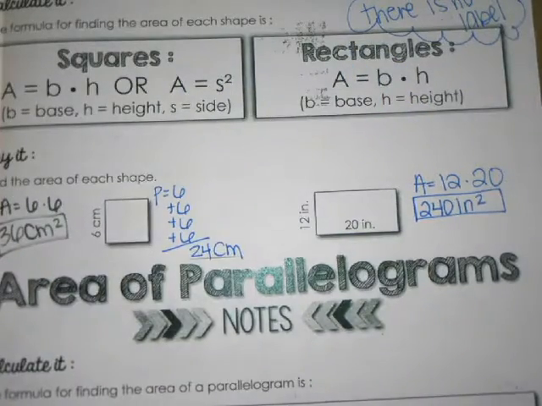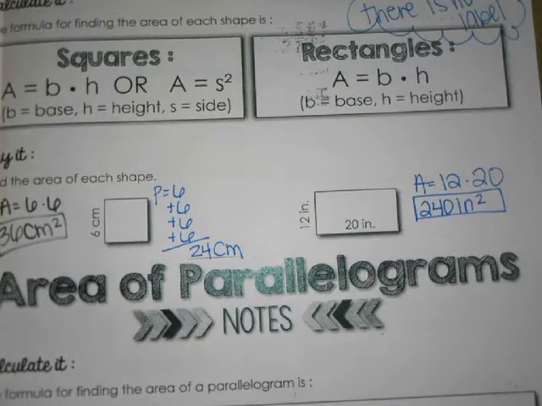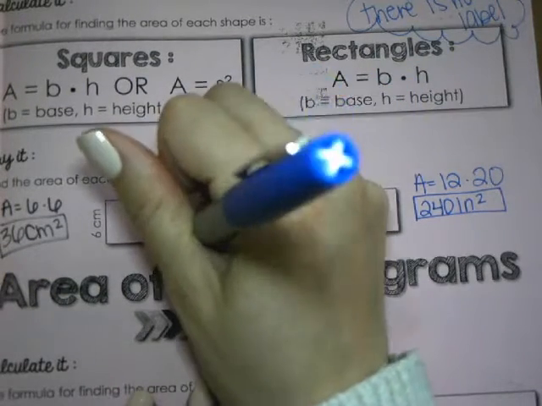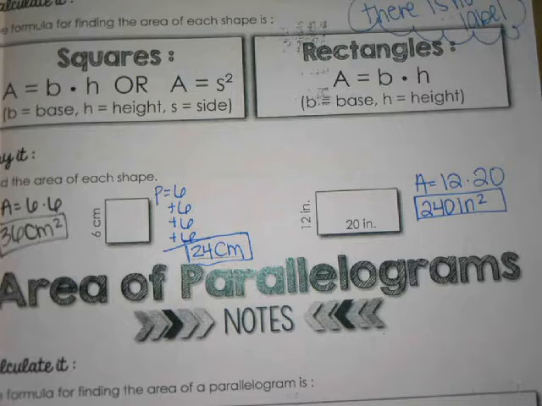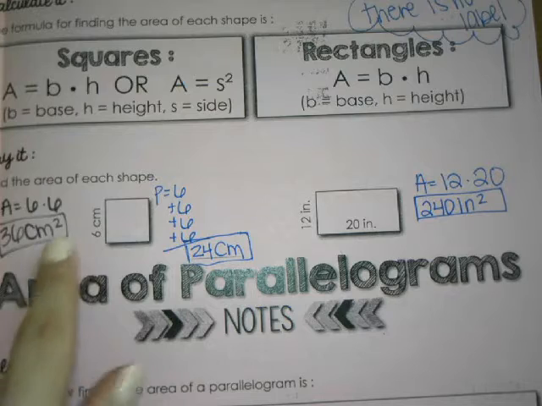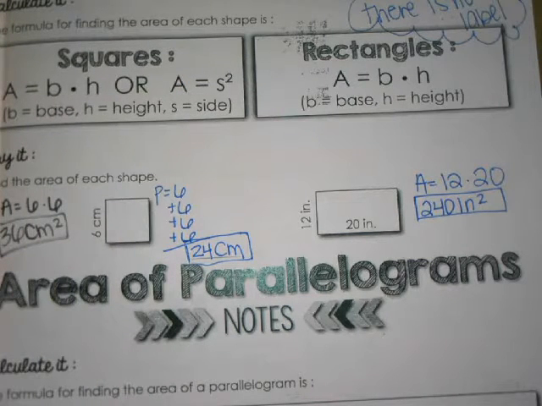So perimeter is not squared. So perimeter is just centimeters. Area is squared. So that is a big difference between them. So anytime we're talking about perimeter, I don't care if it's a wonky shape, I don't care what shape it is. If they're talking about perimeter, always just centimeters, just inches, just meters, just units. Area, no matter what type of area we're talking about, it is always squared.